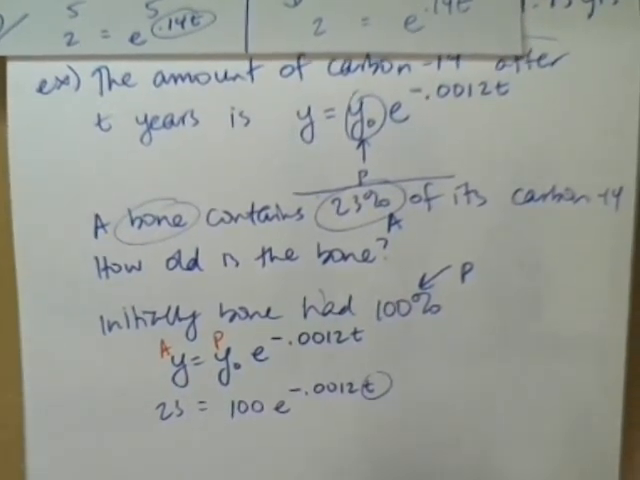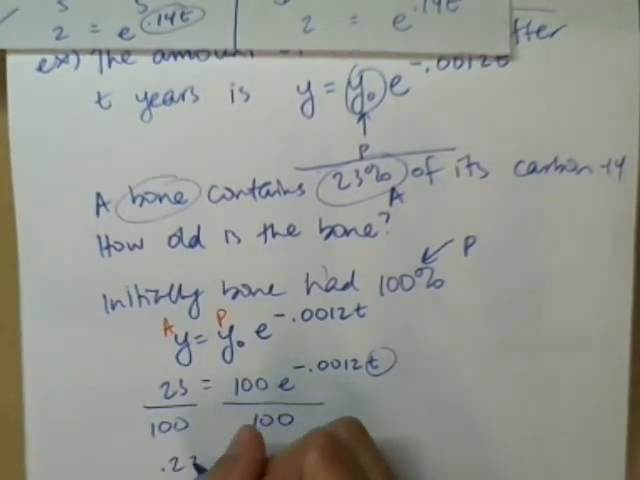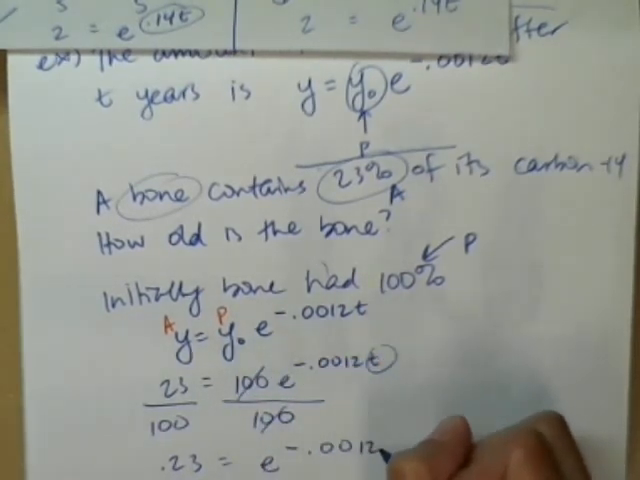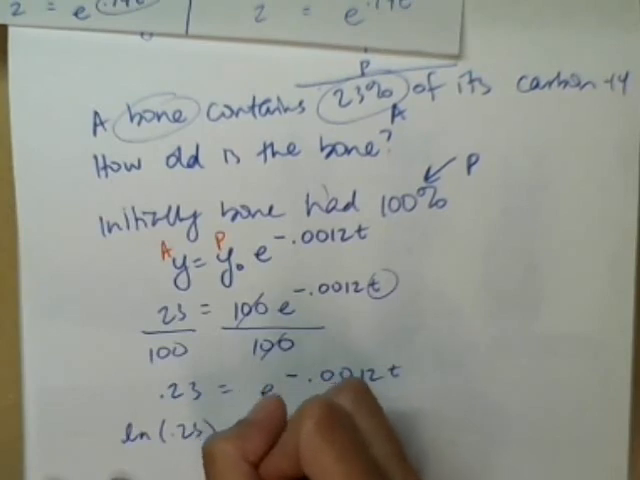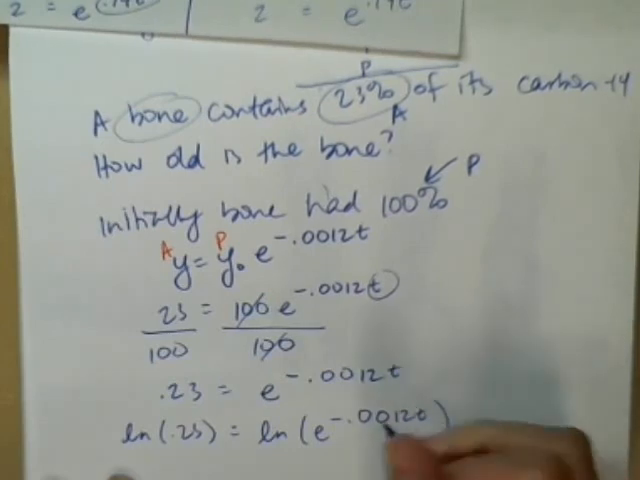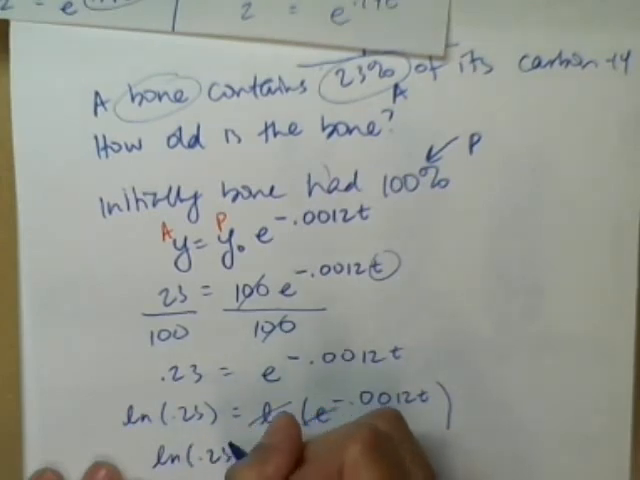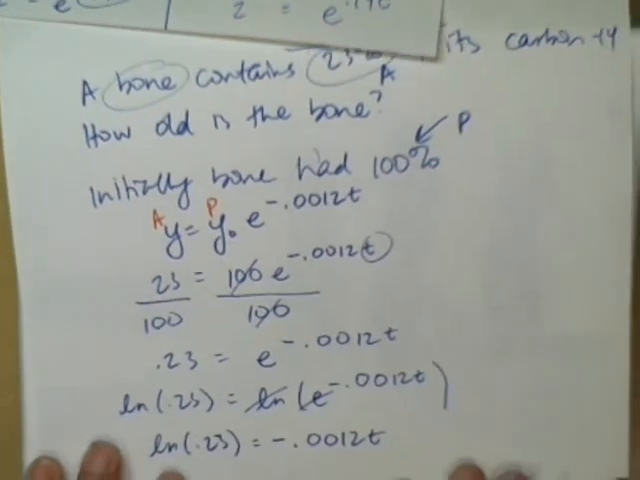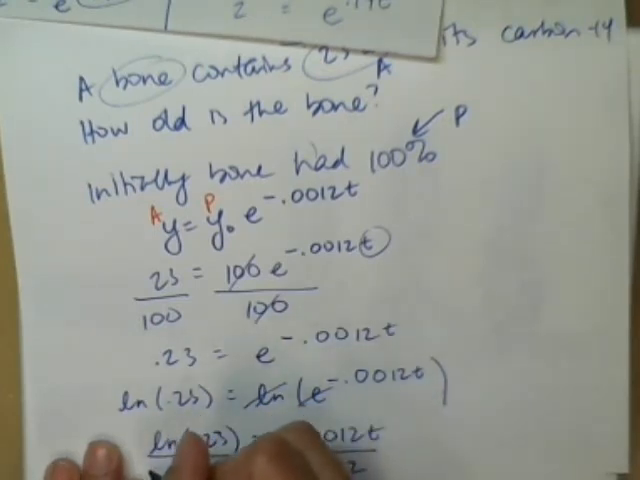Now it's a very similar question to our last one. I'm going to divide both sides by 100. I end up with 0.23 is equal to e to the negative 0.0012t. I'm going to apply the natural log on both sides. So the natural log of 0.23 is equal to the natural log of e to the negative 0.0012t. These are inverse functions. So I end up with the natural log of 0.23 is equal to negative 0.0012t. And I'm going to divide both sides by negative 0.0012.